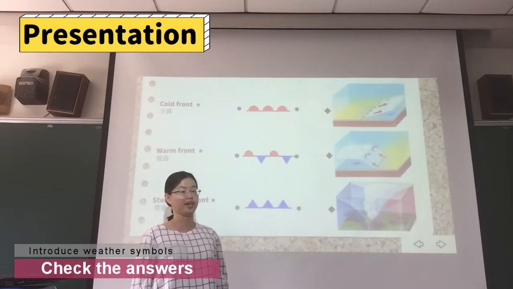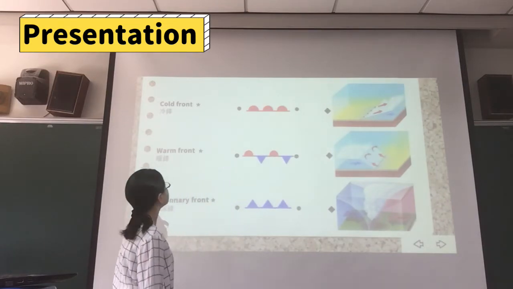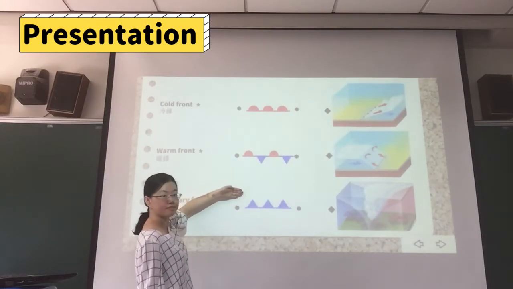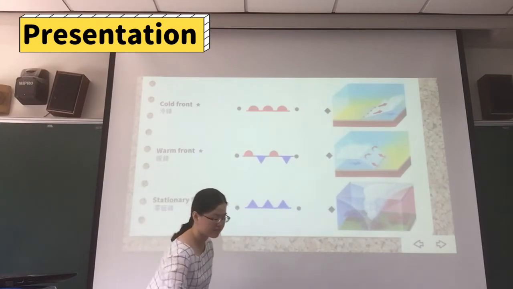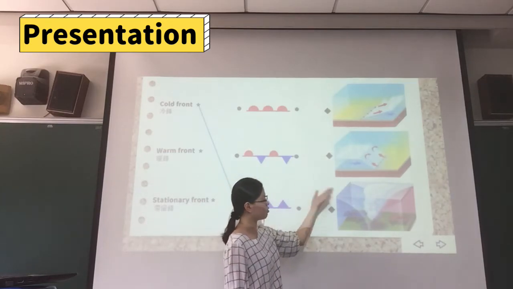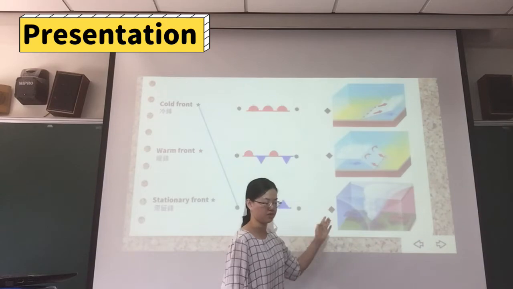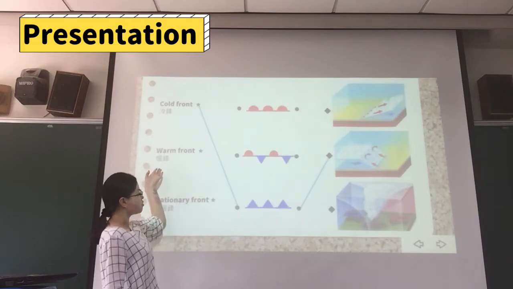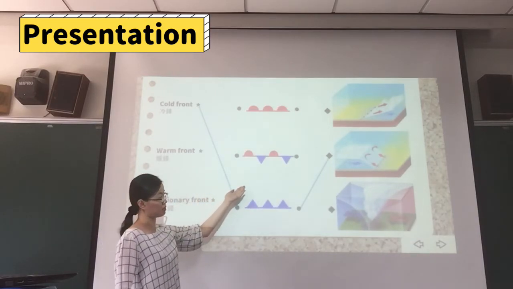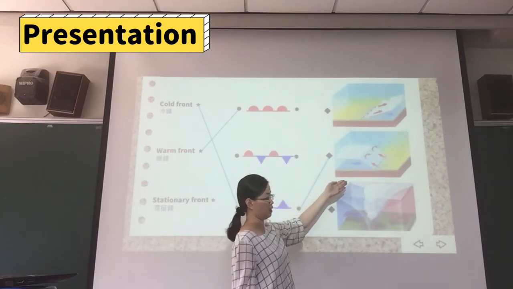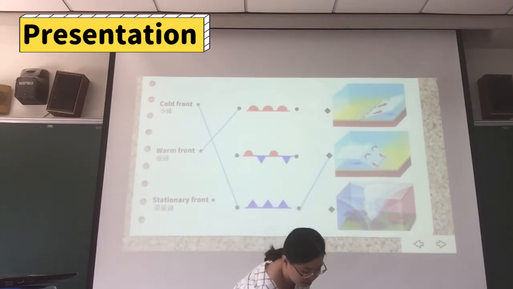Okay, let's check the answer. The first one, cold front. Which symbol is cold front? Group 1? Right. Which diagram is cold front? Group 2? Great. And the next one is warm front. Which one is warm front? Right. Which picture is warm front? Great.